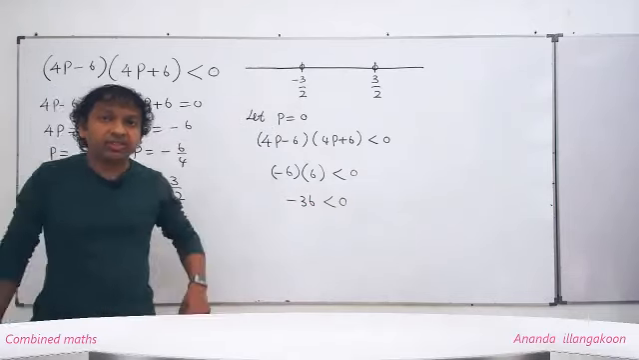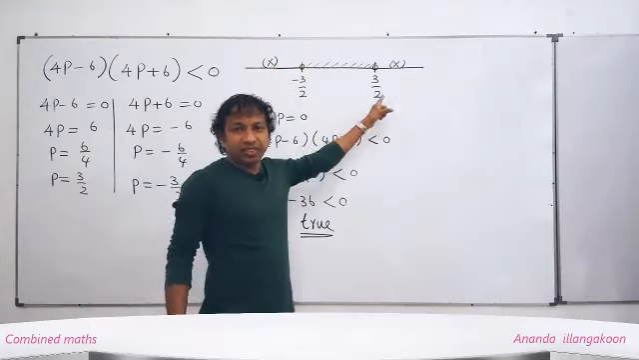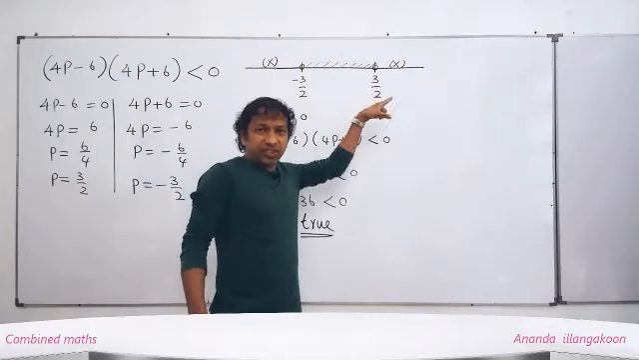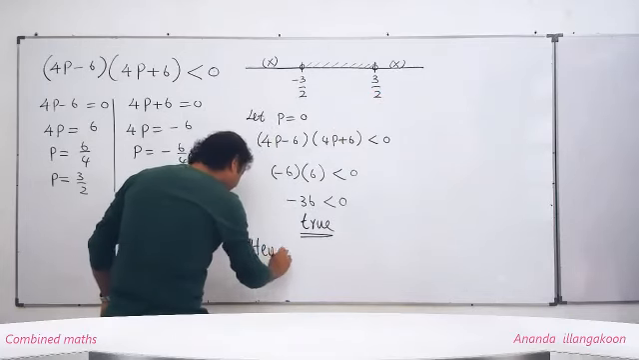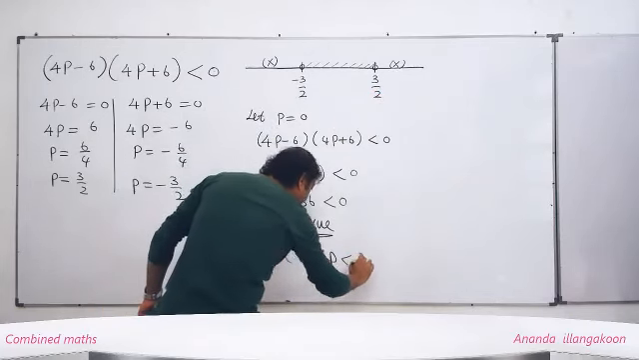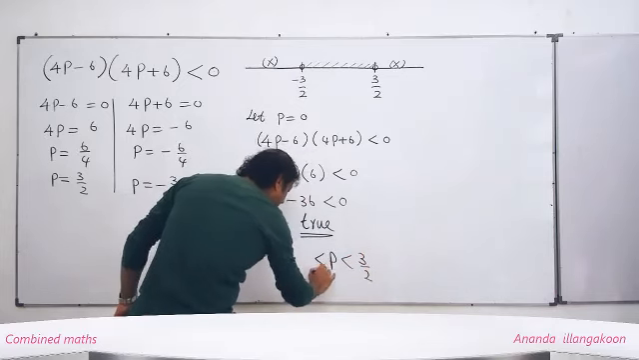Then the other one on the right we reject. The other one on the left we reject. Then p lies where, people? Less than 3 by 2, greater than minus 3 by 2. Hence, p less than 3 by 2, greater than minus 3 by 2.